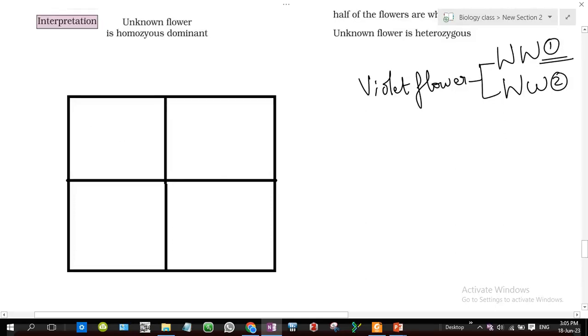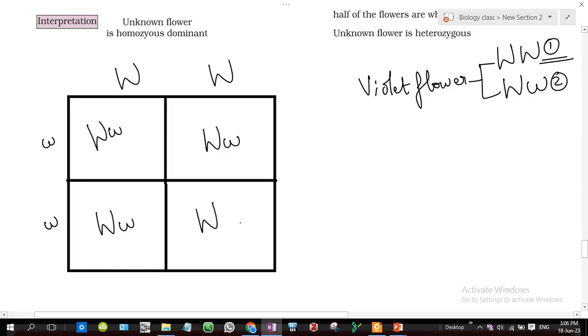So first one, option number 1, capital W, capital W, it is crossed with the recessive w, or homozygous recessive parent. Okay, so capital W, small w, capital W, small w, capital W, small w, capital W, small w. So what will be the color of this?